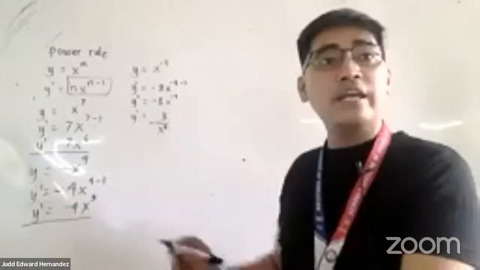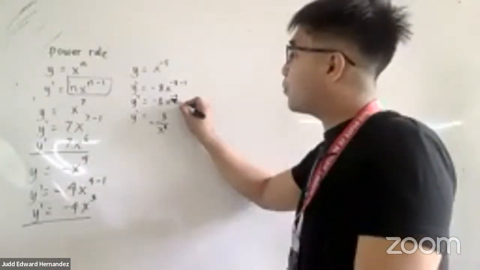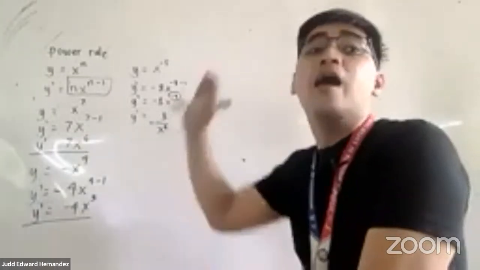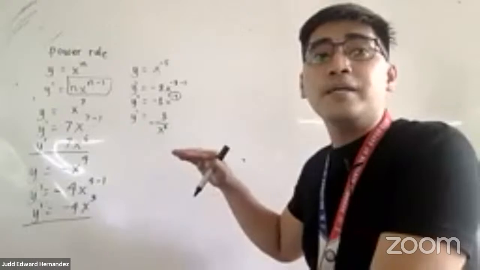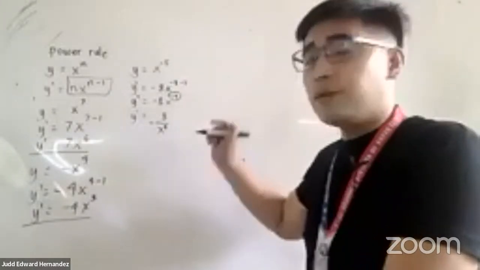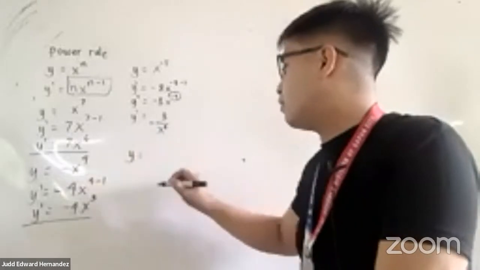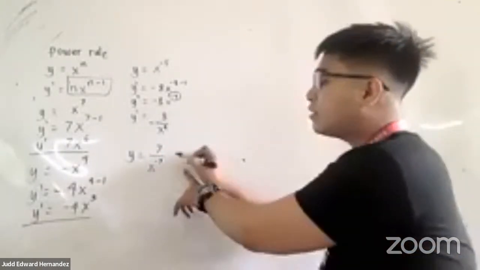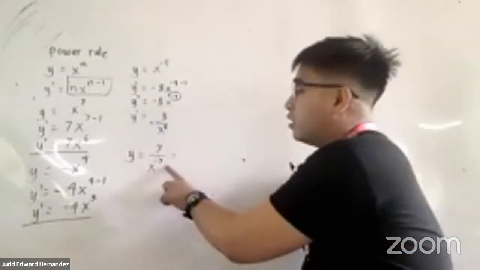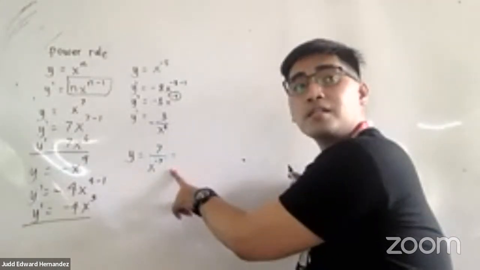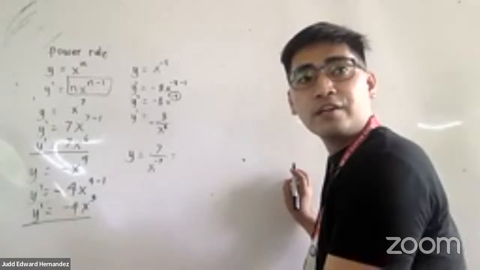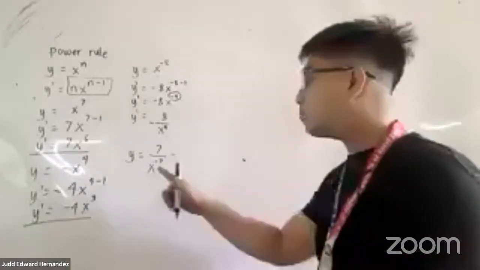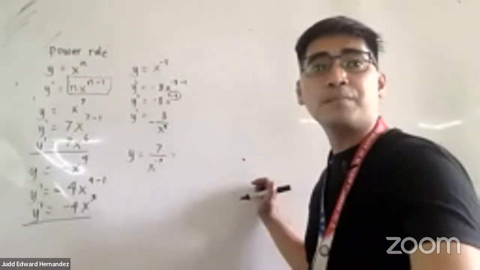Pwede na natin dito lagay yung negative. Tatandaan ha, if we would like to express a negative exponent na maging positive exponent siya, kung nasa numerator siya, gagawin natin siyang denominator. Kung nasa denominator siya, gagawin natin siyang numerator. Okay, for example, what if I am given y is equal to 7 over x raised to negative 7? How do we transform this in which yung negative exponent ay magiging positive? Any volunteer who would like to answer, please raise your hand. Paano magiging positive ngayon yung exponent ni x? How do we express this?